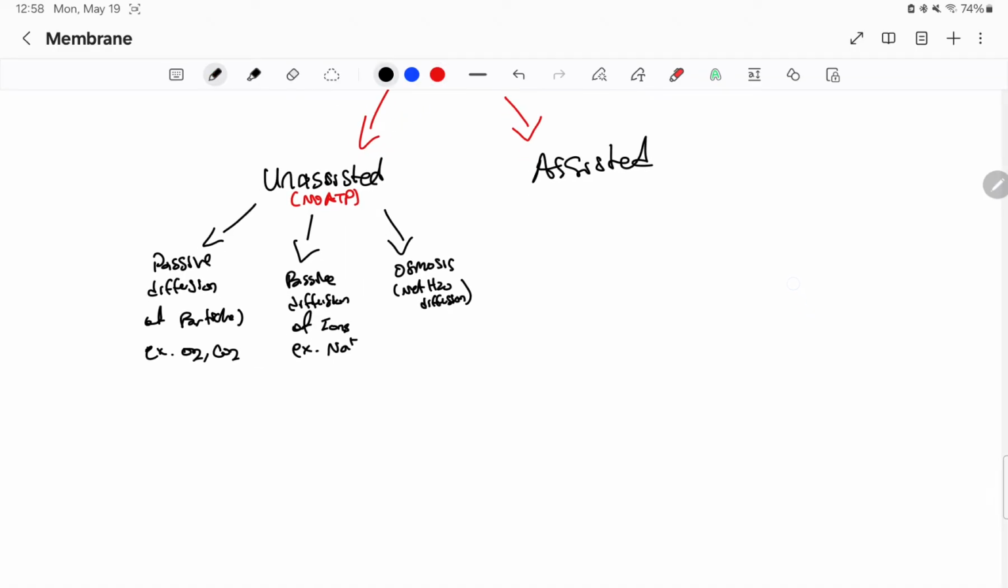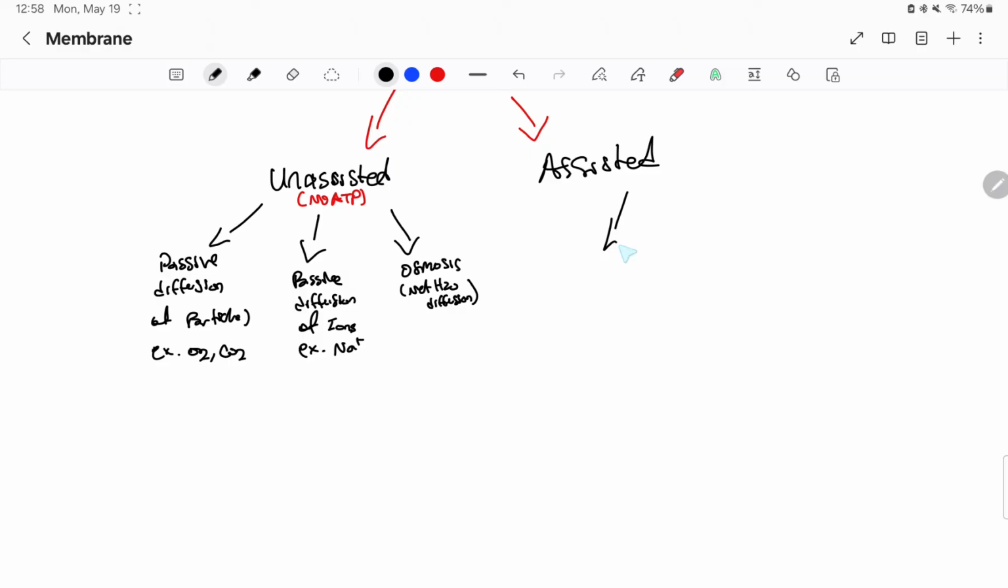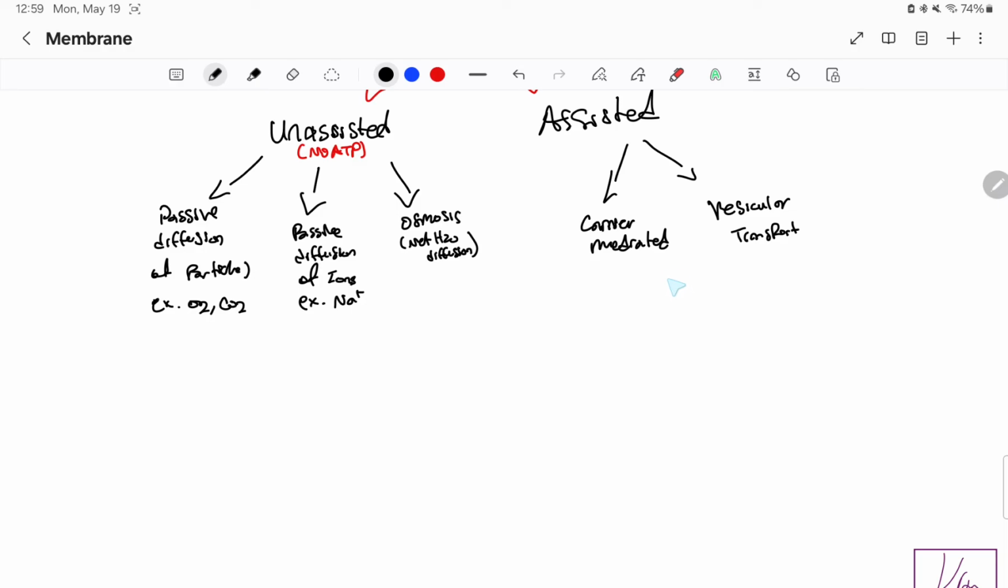With assisted membrane transport, there are two types. There is one called carrier-mediated transport, and then there's another type called vesicular transport. Now, what is carrier-mediated transport? Carrier-mediated has two types. There is facilitated transport, or facilitated diffusion, and we talked about this at the start of the video. And there is active transport.